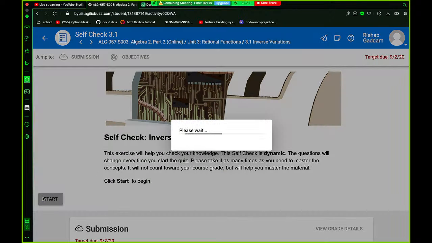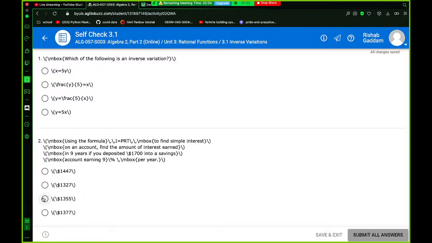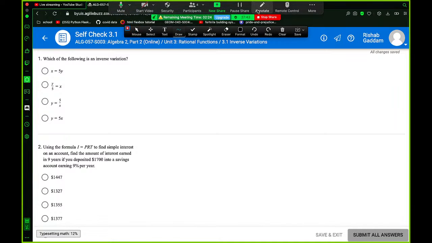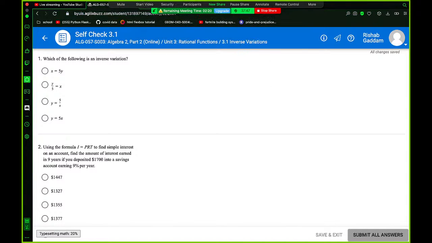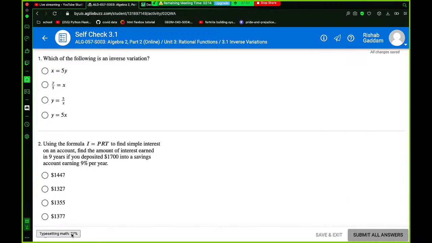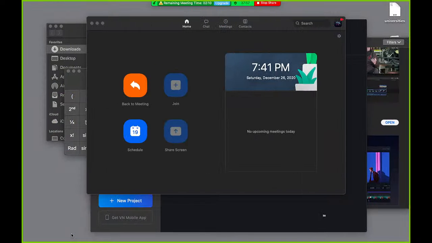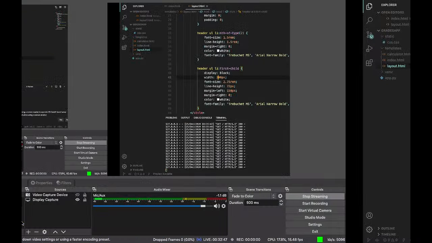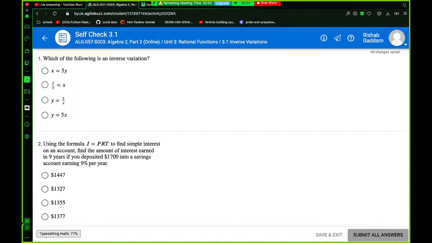So the first question, let me do the first question as an example. Okay, so this is a really easy question. It says, which of the following is an inverse variation? I need to make everything bigger because it's super small. Oh, still doing the math. Okay guys, I guess this is gonna be a long day. Hope that works out fast. Is anything open? No, nothing's open. Shouldn't take this long.